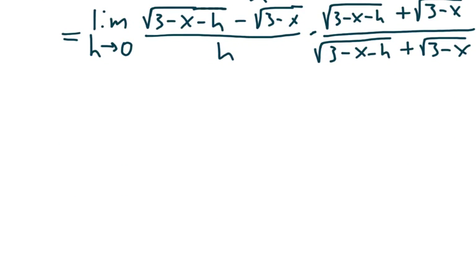Let's distribute that numerator and see what we've got. The limit as h approaches 0 of the square root of 3 minus x minus h times the square root of 3 minus x minus h is 3 minus x minus h.